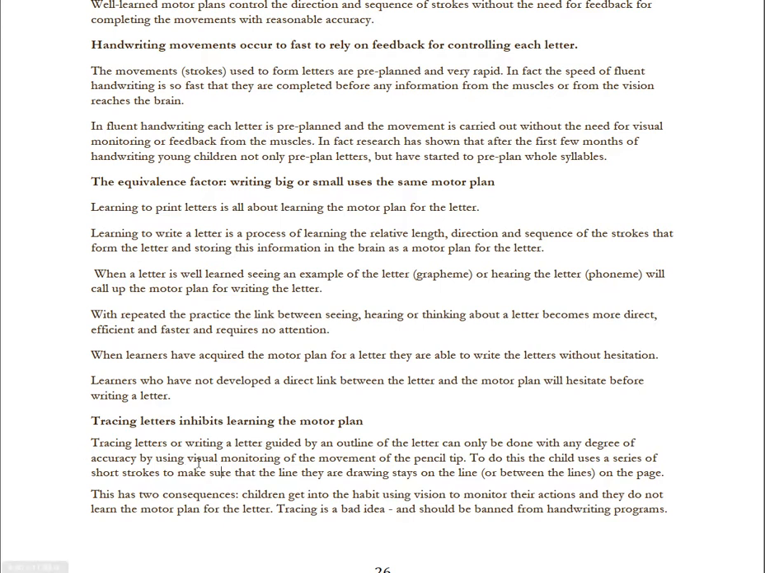The last sentence is the punchline, okay? This has two consequences. Everything that we've read above, especially about tracing letters and so on: children get into the habit of using visual monitoring, vision, to monitor their actions, and they do not learn the motor plan for the letter. Let me underline this. Tracing is a bad idea. B-A-D, bad idea, and should be banned from handwriting programs.